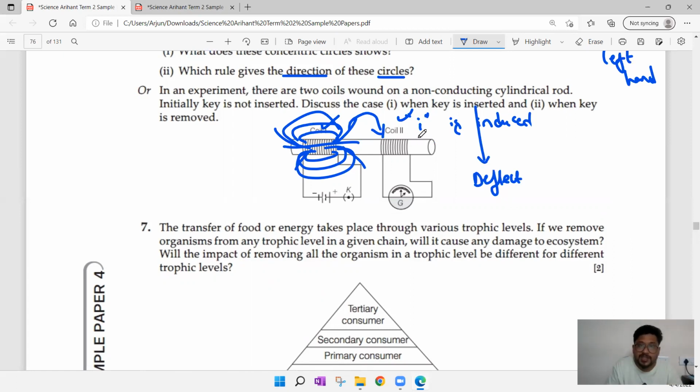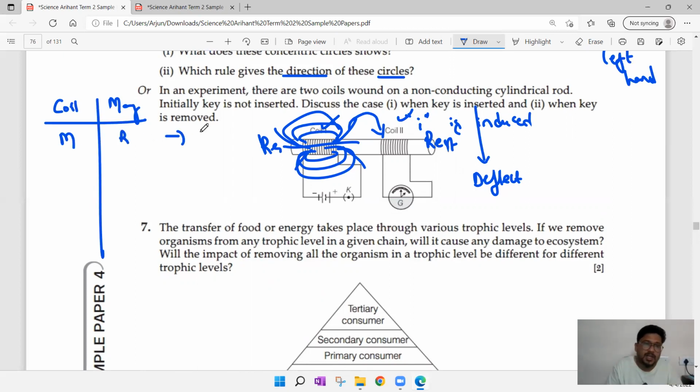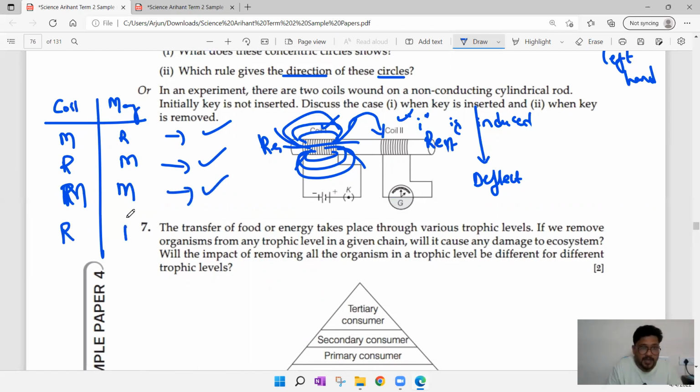Why? Because coil 2 is at rest, and coil 1 also is at rest. I told you, coil as well as magnet: if the coil is in motion and the magnet is at rest, yes, we can observe continuous deflection in the galvanometer. If the coil is at rest and the magnet is in continuous motion, yes, we can observe continuous deflection. If the coil is in motion and the magnet also is in motion, then also you can observe continuous deflection. But when the coil is at rest and the magnet also is at rest, you cannot observe continuous deflection.